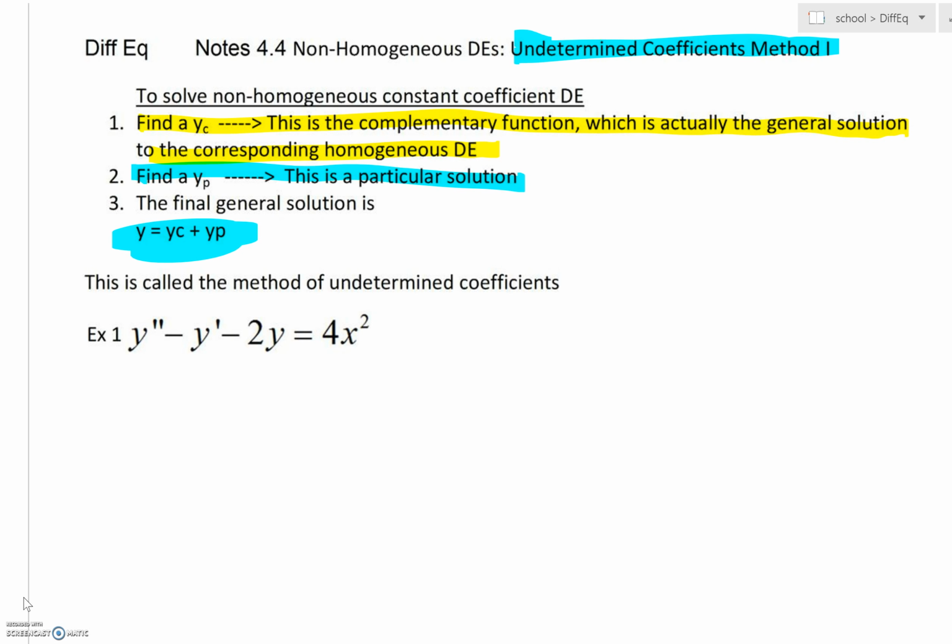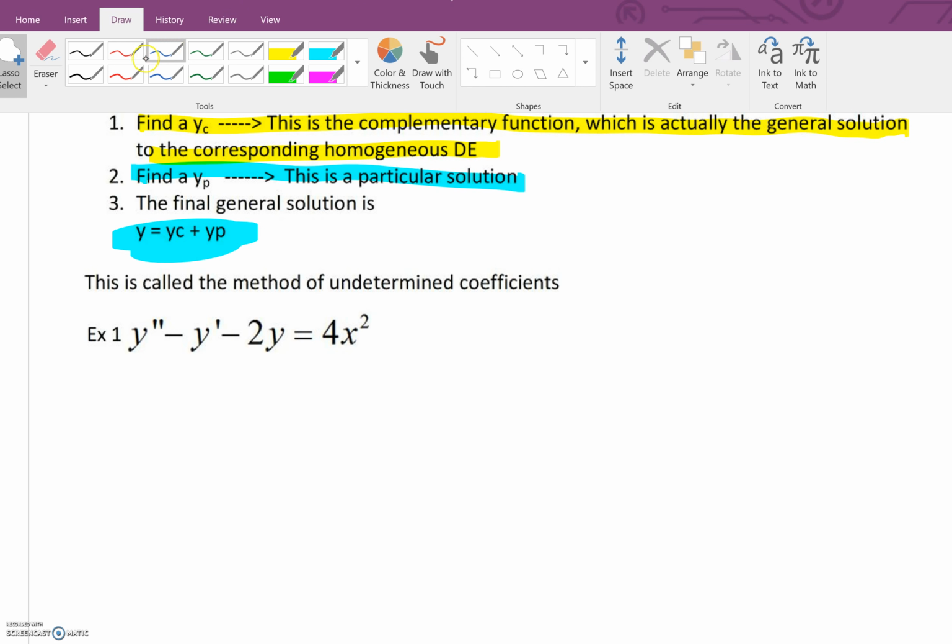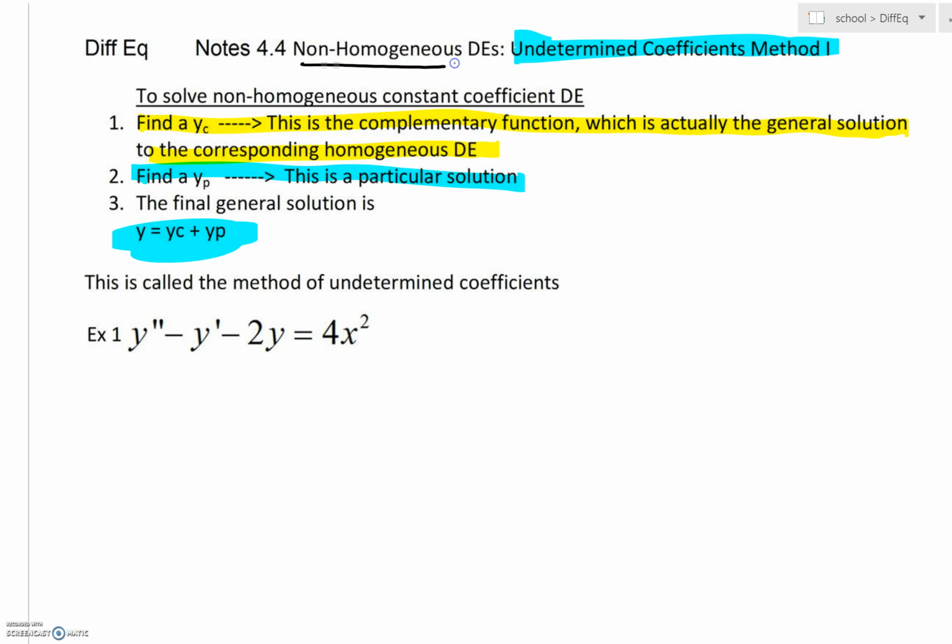You know what? We've got notes 4.4. We're going to piggyback on to what we had talked about before. Non-homogeneous. Wow. Right there, that's the game changer, isn't it? Non-homogeneous differential equations. Something called the Undetermined Coefficients method, day 1. If your non-homogeneous differential equation, your right-hand side is not 0, here's the crazy thing.